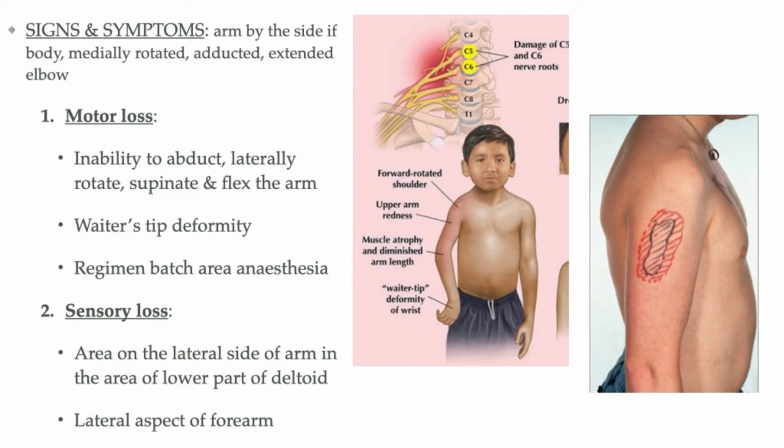Apart from the motor loss, the patient also complains of sensory loss over the area supplied by the axillary nerve and the musculocutaneous nerve, which are over the upper part of the lateral surface of the arm and over the lateral surface of the forearm.